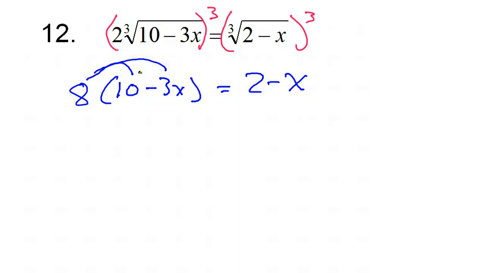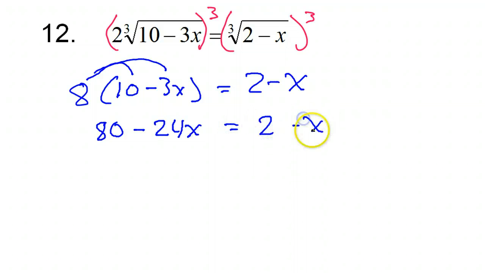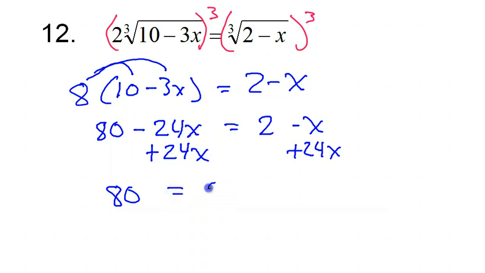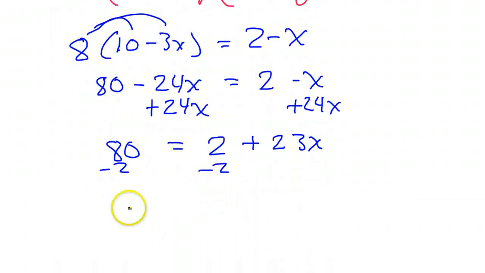So we need to distribute the 8 that we got by cubing the 2. So that'll be 80 minus 24x is equal to 2 minus x. Let's get these x terms together. I like to keep things positive, so I'm going to add 24x to both sides. So far that gives me 80 is equal to 2 plus 23x. Then I would go ahead and subtract 2 from both sides. So that'll give me 78 is equal to 23x.